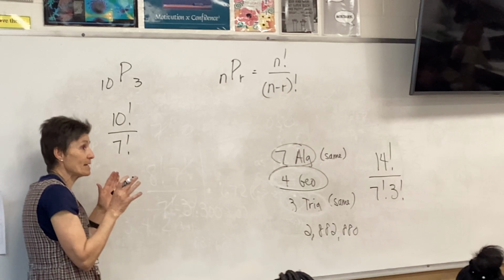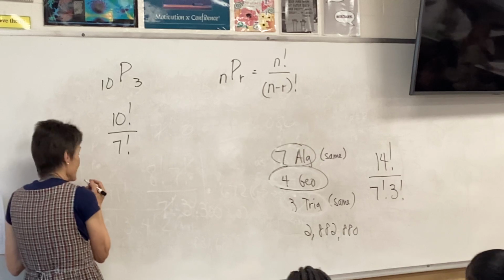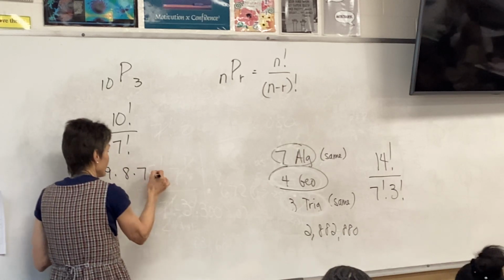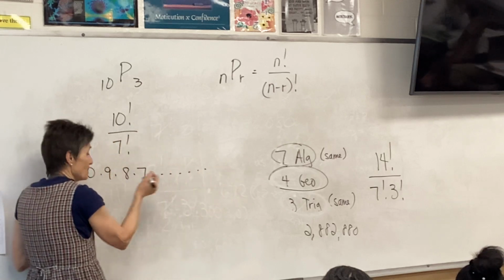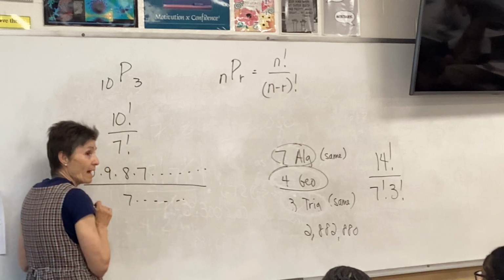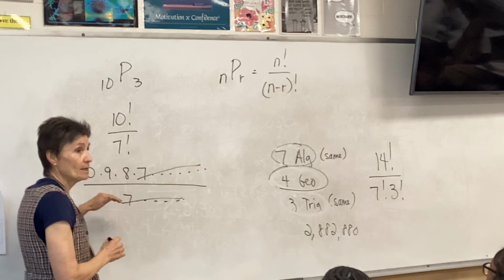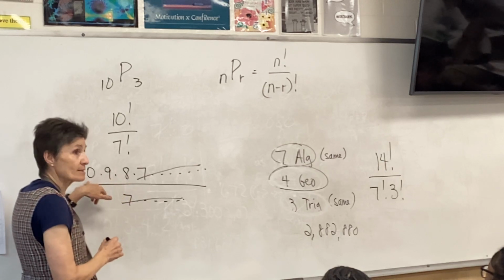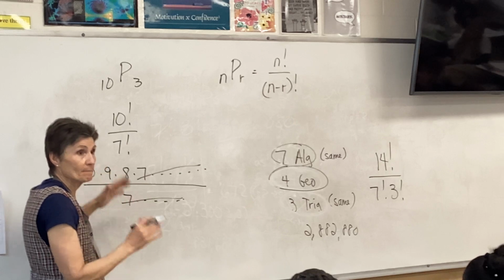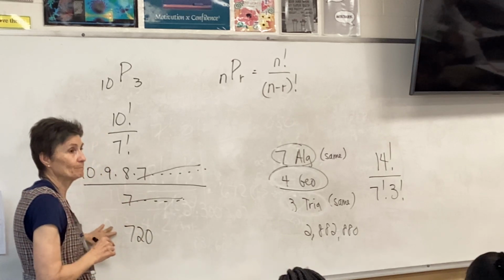And again, I'm not panicking about this at all, because what does 10 factorial mean? 10, 9, 8, 7, and so on, divided by 7 factorial. What's going to happen? All that's going to cancel. So the answer is 720. Easy. Now, they don't always work out that simply, but that one sure did.